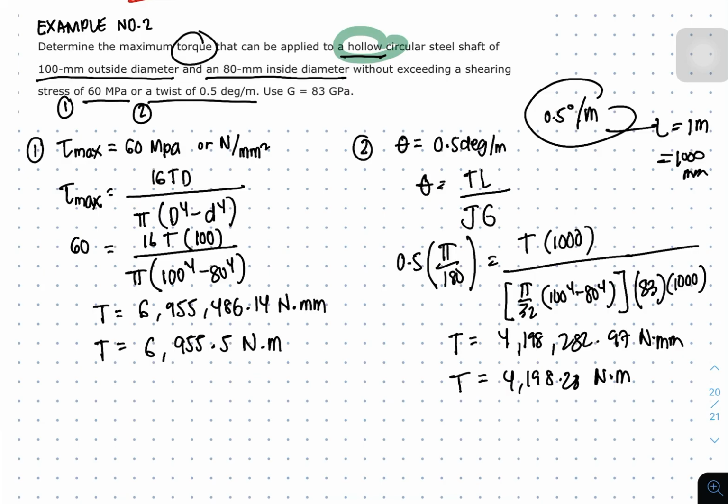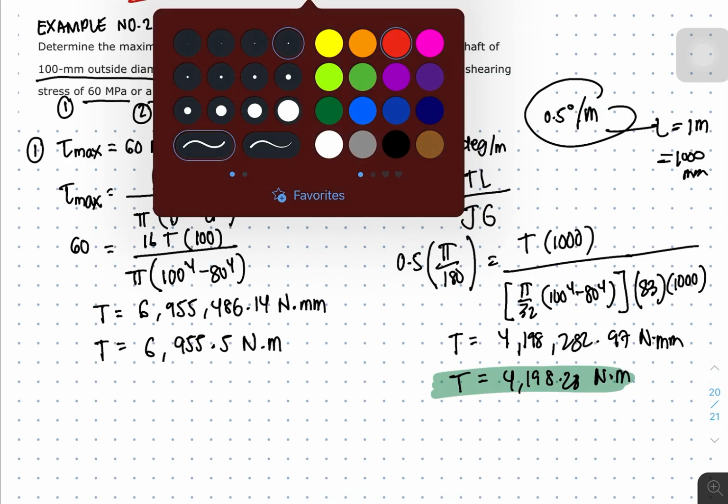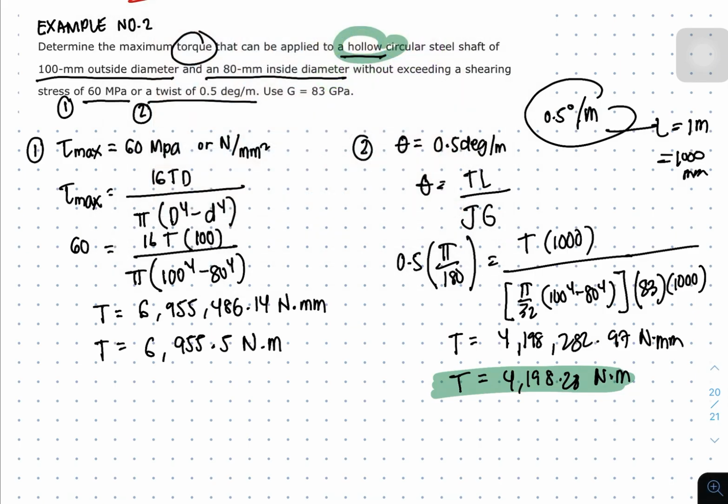Since we are solving here for the force or simply the torque and not any dimension, we need to choose the lesser value. In between the two, we need to choose the torque based on the limit of the angular twist, which is 0.5 degrees per meter. Why? Because this is not a dimension. Another explanation is that if we substitute this value, our answer will not go beyond the maximum shearing stress of 60 MPa.